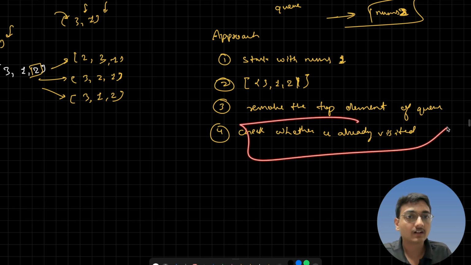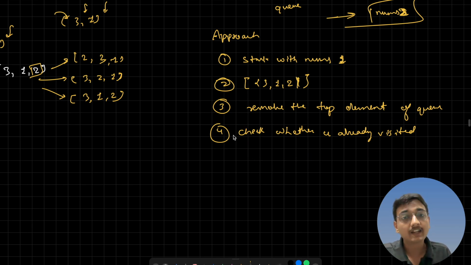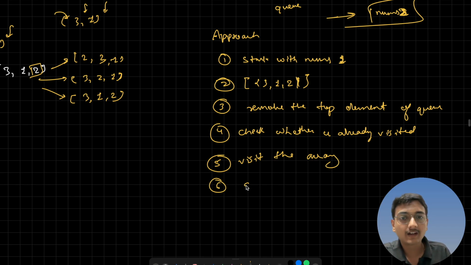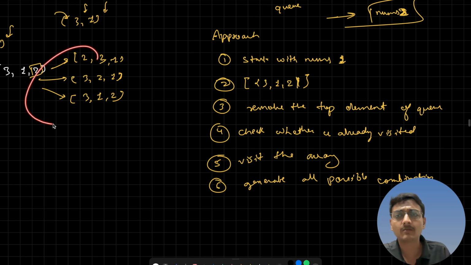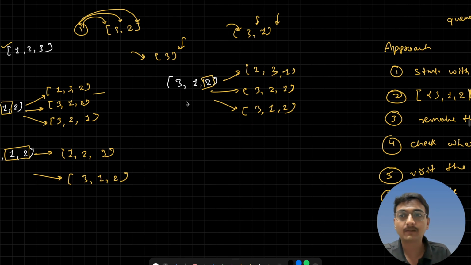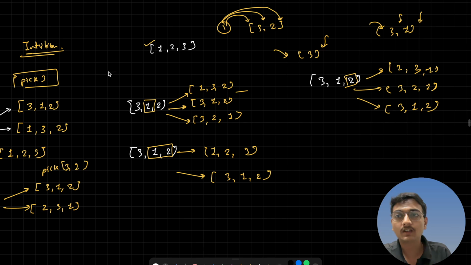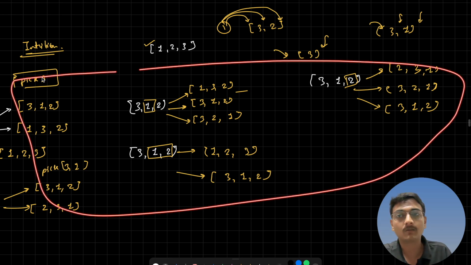So check whether you already visited that part or not. In case you haven't visited, please visit it in the visited array. And next thing, generate all possible combinations. After generating all possible combinations, this is the thing that we saw. These are all the possible combinations we need to generate.